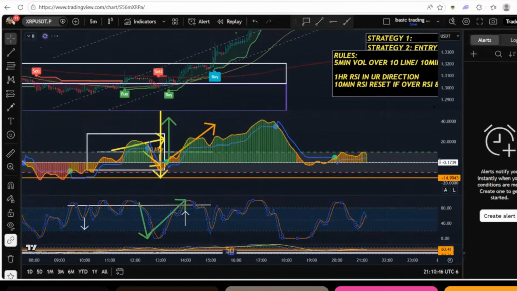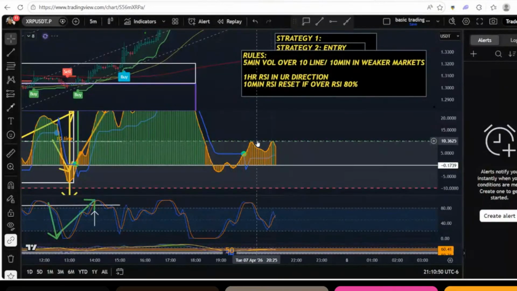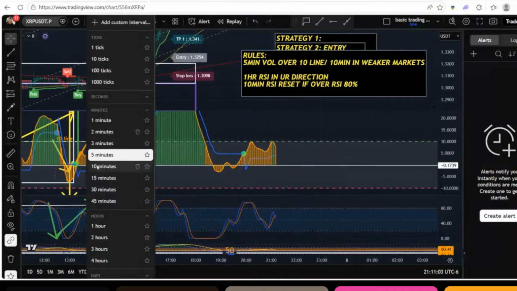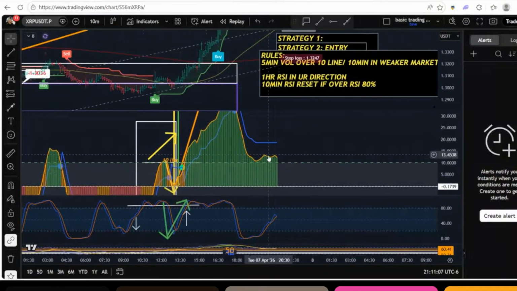And then if I go to my 5 minute, notice here that my volume is not above the 10 threshold. You see? So that would have saved me right there if I was thinking XRP was looking good. I wouldn't have made that trade because one of the rules is the 5 minute has to get above there, and then right now in a weaker market, I'd want to come here and I want to see that my 10 is above the 10 threshold, which it is, but then my RSI needs to reset, right?